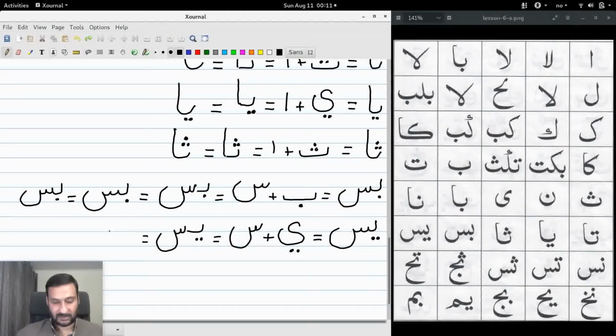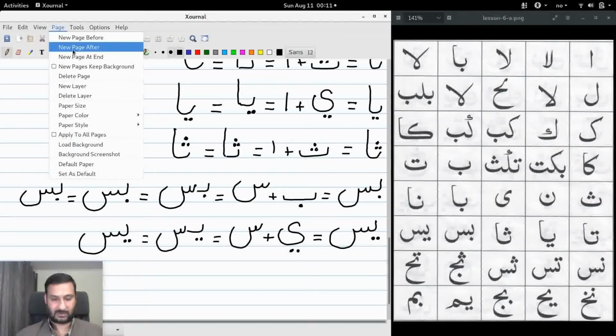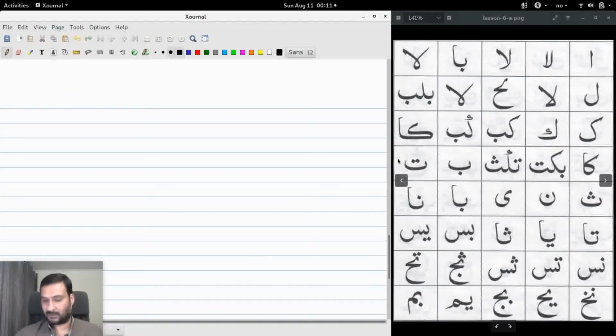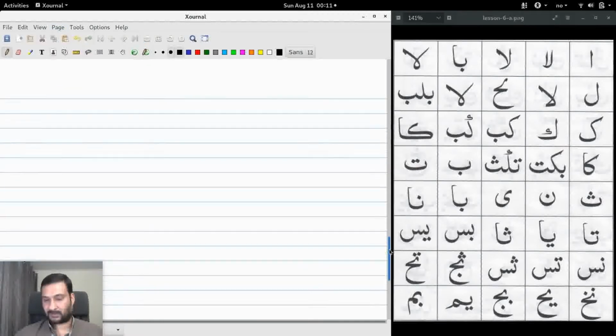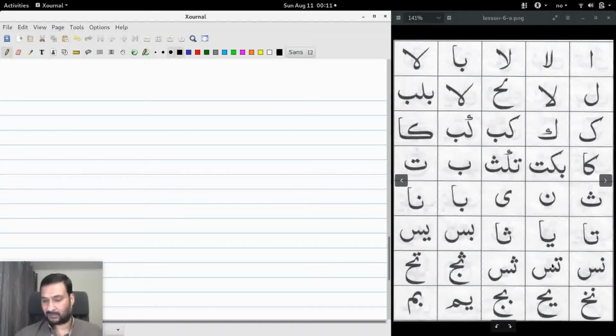And these lines you can use as reference. So you can start a bit above and you can draw the rest of the sin beneath it. You see that? So that way you are sure that you're writing it correctly. Yasin. Let's go to the next page. Alright, so we have done yasin. Now we go to noon sin.